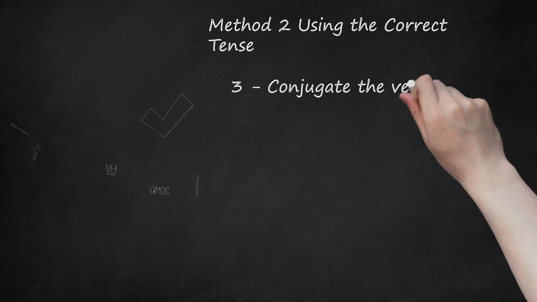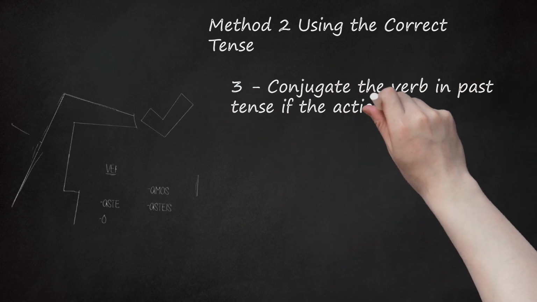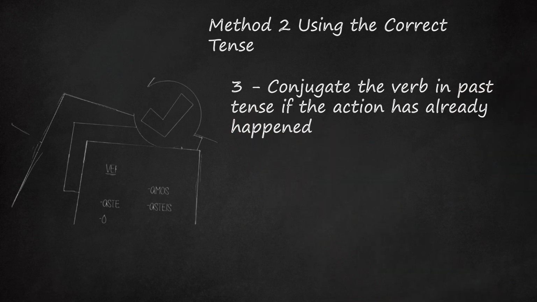3. Conjugate the verb in past tense if the action has already happened. In Spanish, the past or preterite tense is used when an action was completed at some definite point in the past. If the action is ongoing, or has no specific ending or beginning, you wouldn't speak of it in the past tense.